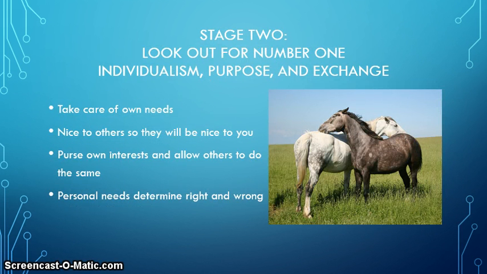Stage 2 of level 1 is look out for number 1. Individualism, purpose, and exchange. Take care of your own needs. You're nice to others, so they will be nice to you. You pursue your own interest and allow others to do the same, and your personal needs determine right and wrong. This is more like, if you scratch my back, I'll scratch yours.